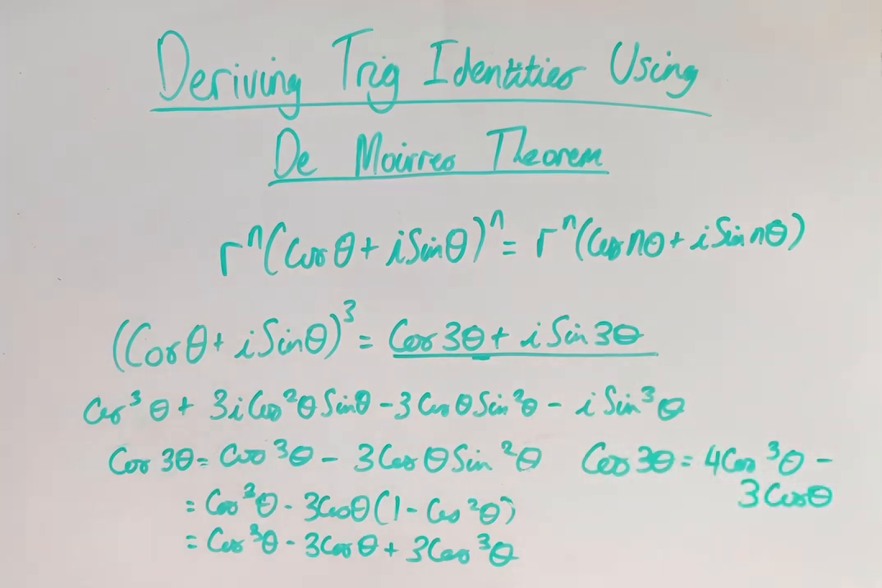And here we have an identity, a function of n theta in terms of decreasing powers of the function of theta, because it's cos cubed theta then cos theta. And obviously this can be extended to basically any power, well, any positive integer power.